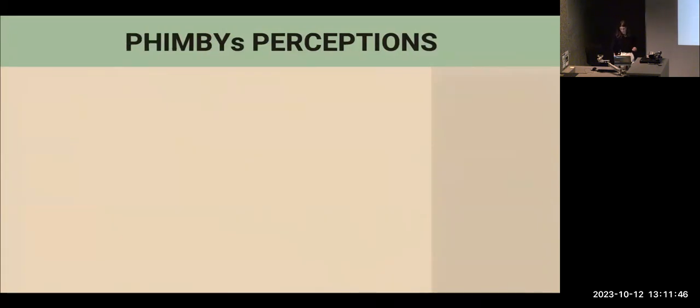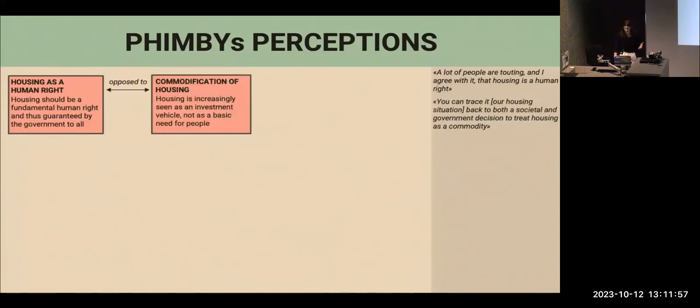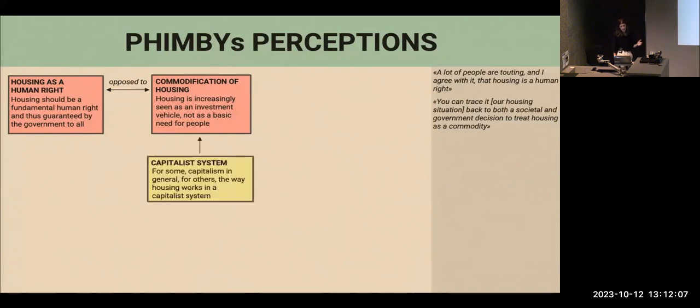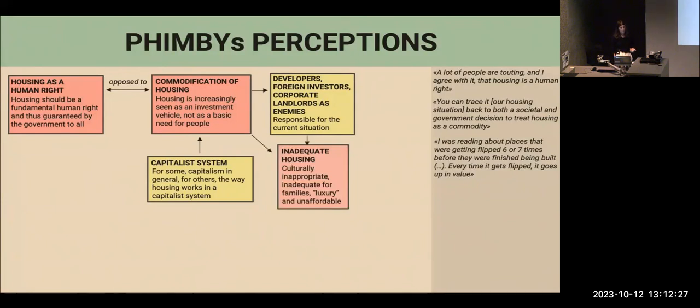So lastly, turning to FIMBY perceptions, the most important theme identified here is that housing should be a human right guaranteed to all by the government. This was often contrasted to the current housing system, where housing is treated as a commodity and as a financial need. To blame for this is the system and how housing works within it. In this context, developers, investors, and corporate landlords are some of those responsible for the current situation. This is because these actors provide inadequate housing, which is culturally inappropriate and defined as luxury, extremely expensive, and unaffordable, especially for families and low-income renters.